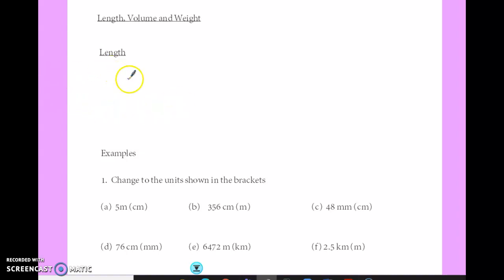And if we always start with the biggest one, so I'm going to start with kilometres, down to metres, down to centimetres, and then down to millimetres. They're the ones we're going to look at. Obviously, this can extend in both directions, but they're the ones we're interested in just now.